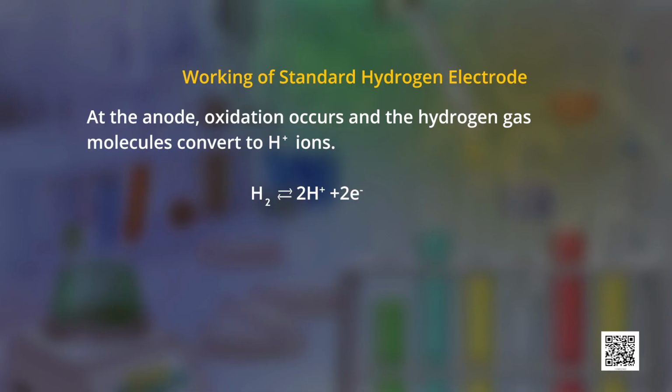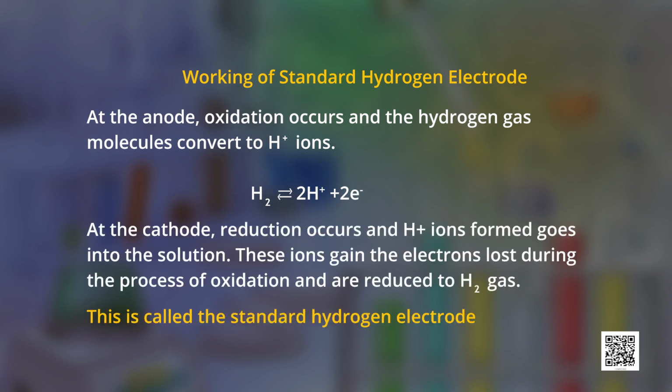A standard hydrogen electrode is chosen as a reference electrode as it is very special in its working. It can act both as anode and cathode. At the anode, oxidation occurs and the hydrogen gas molecules convert to hydrogen ions. At the cathode, reduction occurs and hydrogen ions gain the electrons lost during the process of oxidation. It is because of this reason that standard hydrogen electrode is called reversible electrode, as it can act as an anode as well as a cathode.